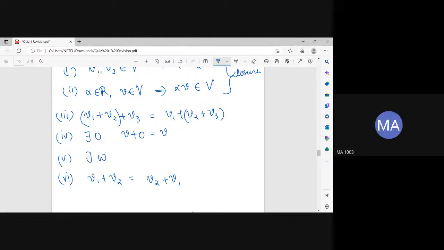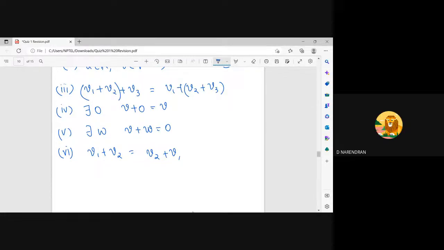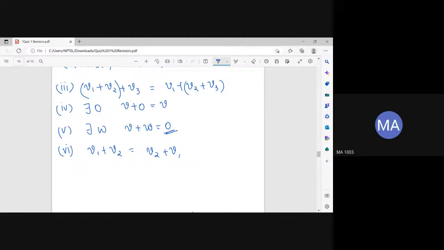And then there is an inverse, which will nullify the effect of the vector. So whatever V is, when you add it with W, you're going to get the additive identity, not necessarily the number zero, but whatever the zero of the vector space is. Ma'am, sixth one is associative property, right? This is associativity. The third one is commutativity. You can add two vectors in any order you want. You needn't follow a particular order.